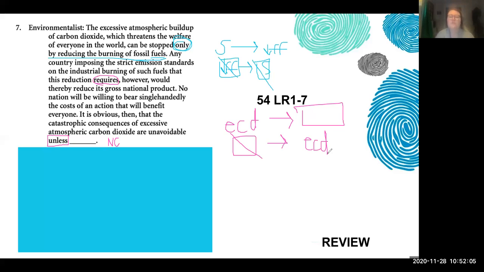Let's think about this. So we are looking for what is needed for our conclusion to be true. This is almost kind of like a necessary assumption question, in the sense that we are looking for a necessary condition, because it's an unstated premise. Question. Yes. So unless that should be introducing a negated sufficient, right? Not a negated necessary. It is obvious then that the catastrophic consequences of excessive are unavoidable. So you will have, if you have that, or if you avoid them, or if you have excessive carbon dioxide. No. I'm just talking about unless. Like the phrase unless.